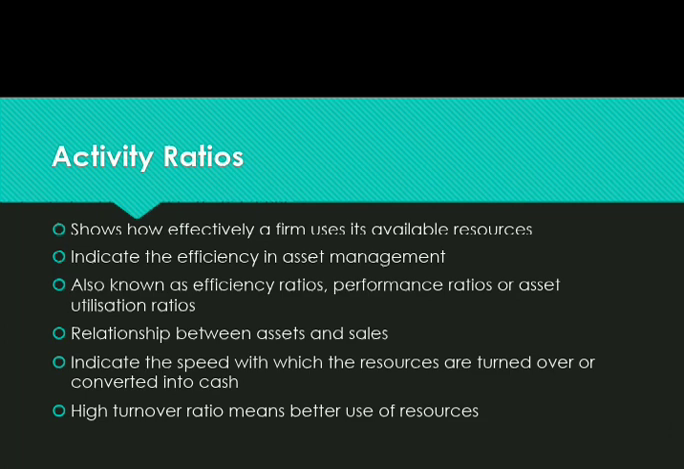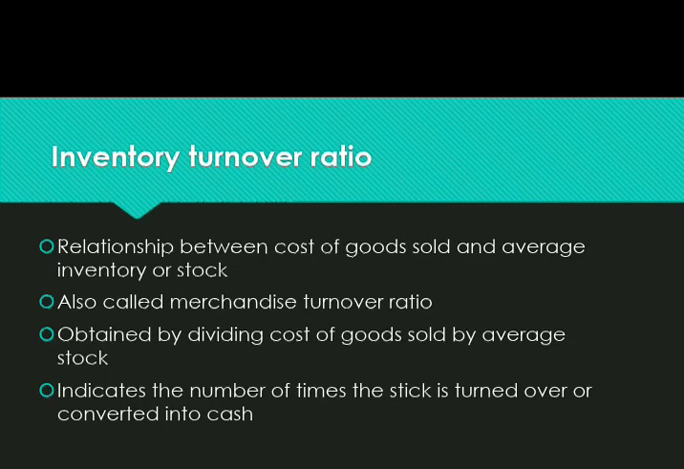The activity ratios show a firm's utilization of its resources, and a firm's efficiency in asset management is indicated by activity ratios. Okay, let's discuss the types of activity ratios. The first type is the inventory turnover ratio. This ratio shows the relationship between cost of goods sold and average inventory or stock.